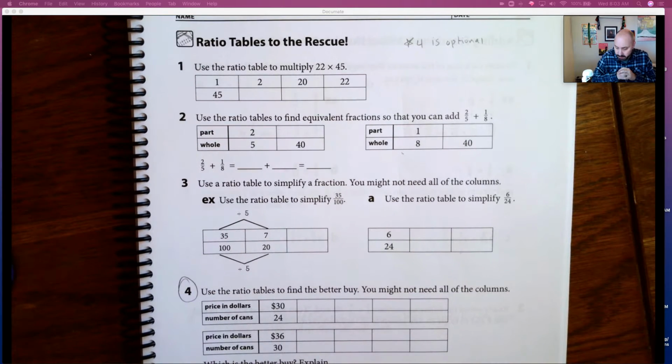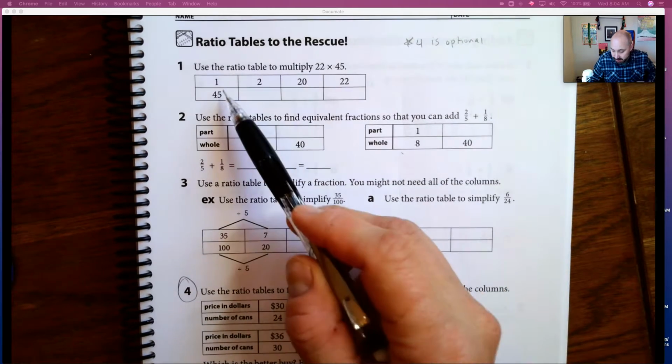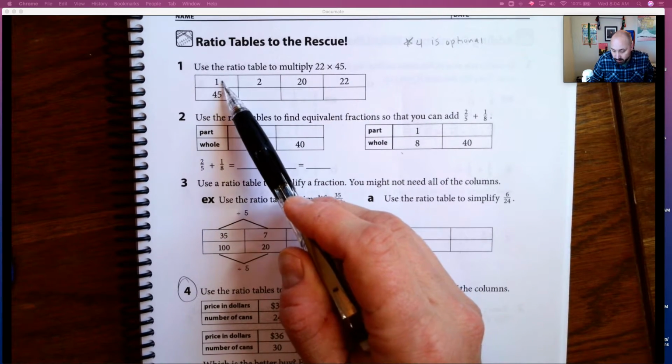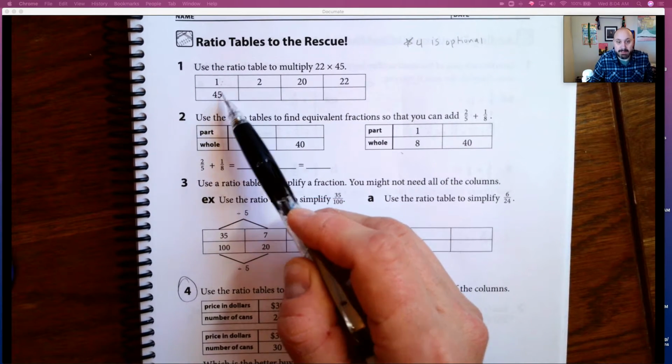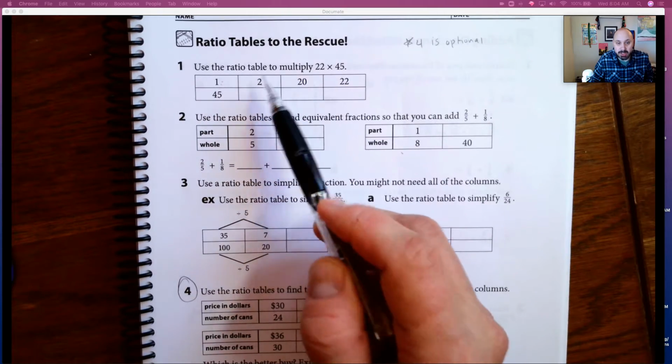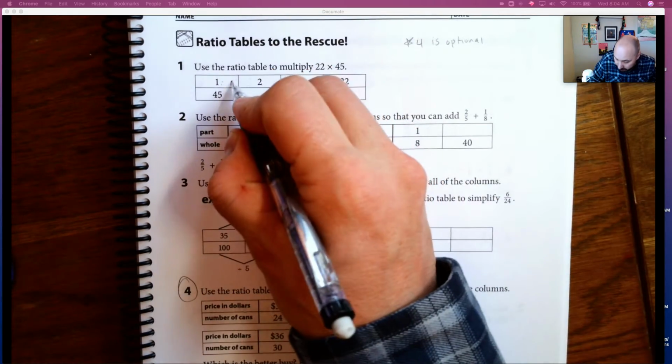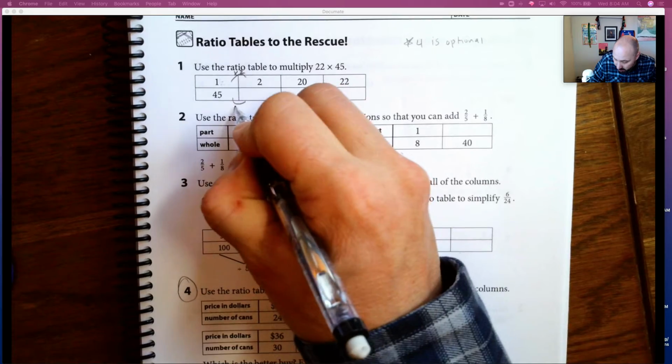Okay. So, number one says use the ratio table to multiply 22 times 45. So, this is like a different way to solve 45 times 22 and a different visual to help you. So basically what you do is you start with the unit rate of 45. So 1 times 45 is 45. And then we bump it up to 2. So we're just doubling each time.